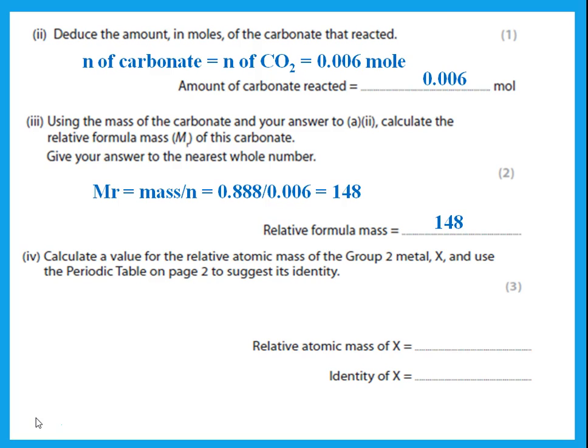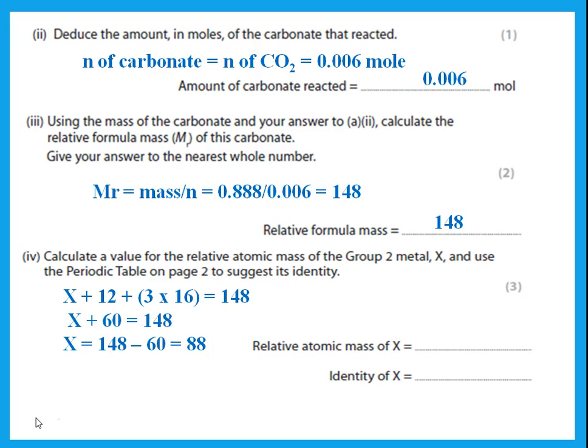Calculate the value for the relative atomic mass of the group 2 metal X and use your periodic table to suggest its identity. Now, I have calculated that the molecular mass of X carbonate is 148. So the X with the carbon and the 3 oxygens is a total of 148. So what is the X? The X comes out to be 88. So that means that the mass of the atom X is 88, and I look at the periodic table and find out which one has a mass of 88. I find that that is strontium.